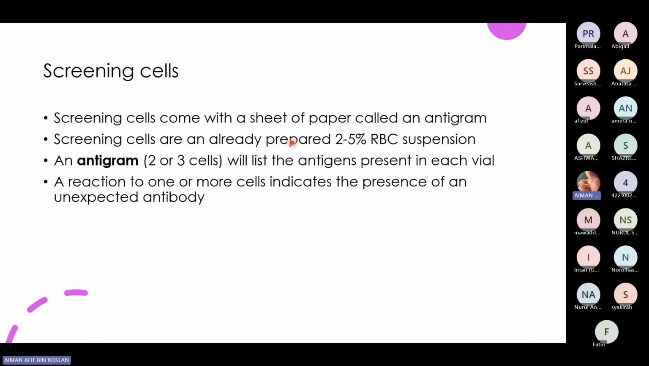Okay, screening cells come with a sheet of paper called an antigram. Screening cells are already prepared as a 2 to 5% RBC suspension. The antigram will list the antigens present in each vial. A reaction to one or more cells indicates the presence of an unexpected antibody. Kalau positif, reaction tu, maksudnya the patient serum is positive, react dengan sel, maksudnya dia ada antibody towards that antigen. Contoh dekat kolom K dia positif, maksudnya this patient ada antibody towards K antigen.